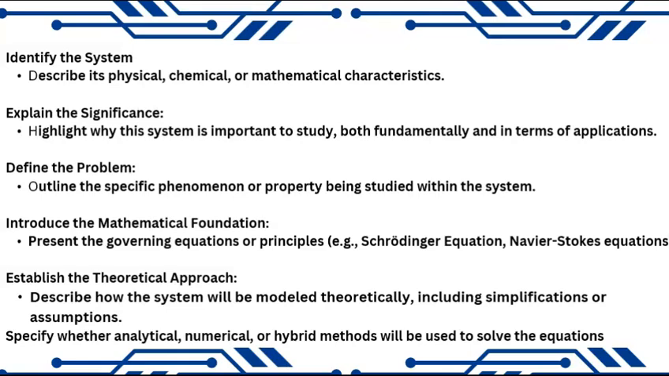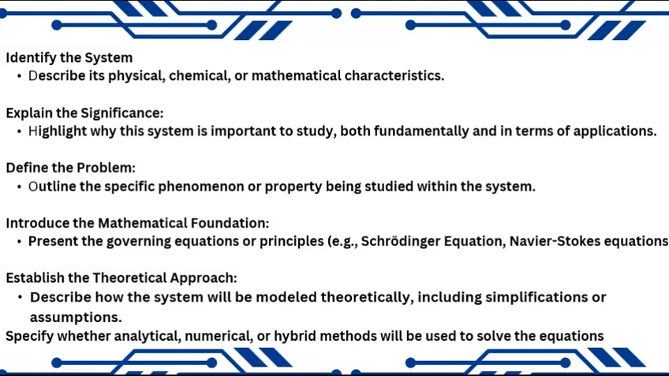This is where you describe the physical system, the chemical system, the biological system, or the mathematical characteristics of the particular system you are trying to model. Number 2, the second part you write, say the second paragraph if you like, is where you highlight why the system is important for study, both fundamentally and in terms of application. Why you're going to study the system in this order. Why have you chosen to study the system as a sphere? Why have you chosen to study the system as a cylinder? Why are you choosing a random method to study this particular system? And so you explain the significance.